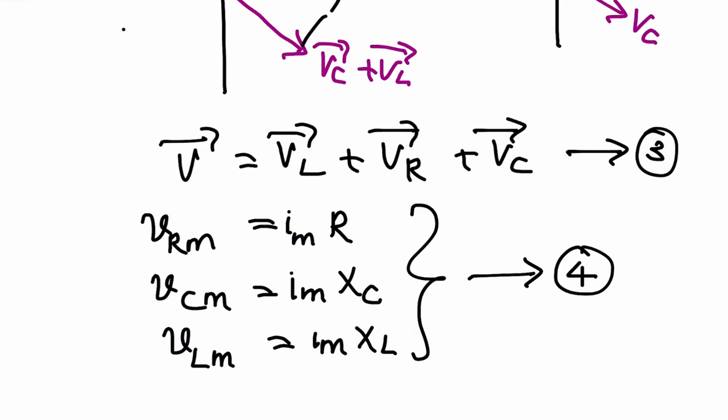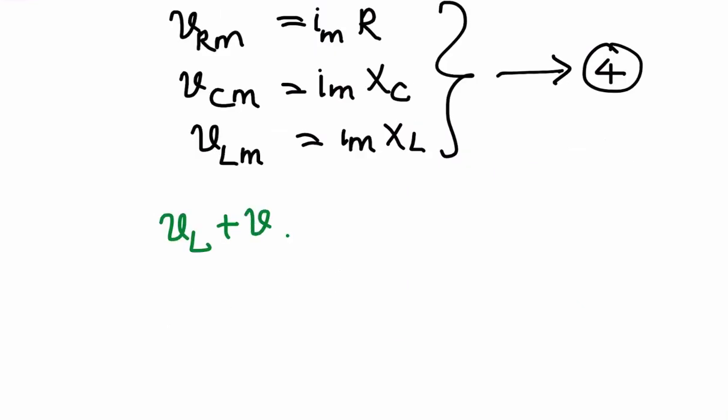Now in magnitude form, if we write them, you will get the voltage across the inductance plus the voltage across the resistance plus the voltage across the capacitance is equal to V.